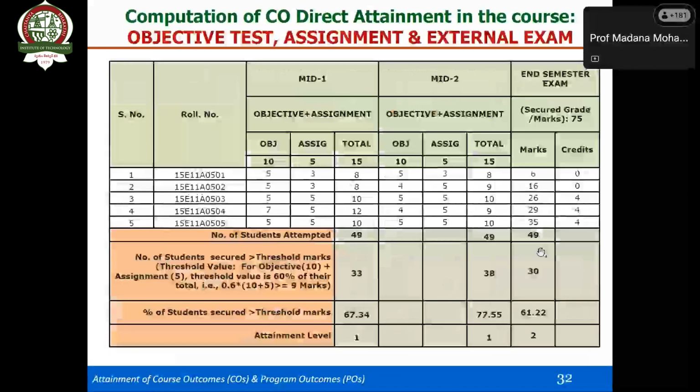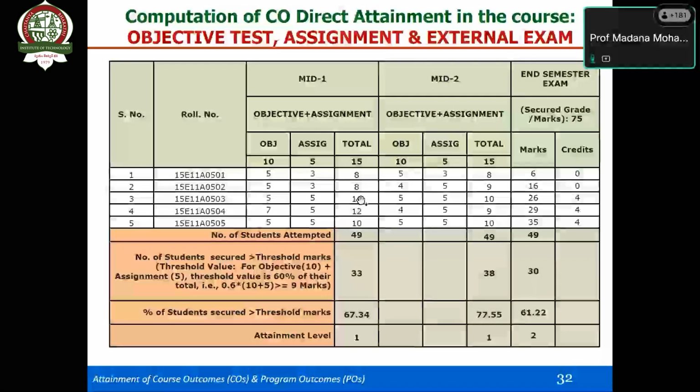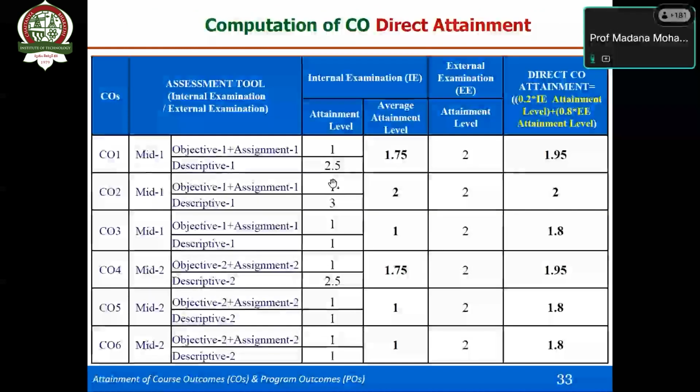For the end exam, here you can see level 2. Now with this, earlier we mentioned the computation table. There you can use all these values for direct attainment. This is the table of computation of direct attainment of the sample course, whatever you have considered.